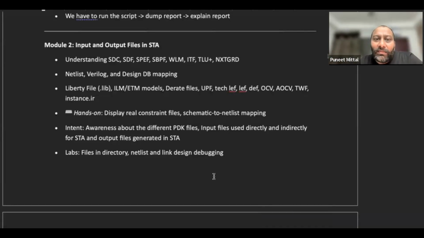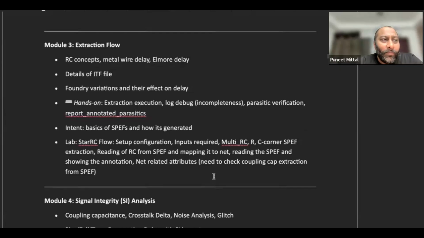Now, once this is done, the third thing, which is very, very important, is the extraction flow. We usually say it's a parasitic extraction flow. Parasitics means resistance and capacitance; inductance is also part of parasitics, but since we are talking about digital, we will talk about the resistance and the capacitance. So RC extraction flow. Extraction means, if there is a particular design, how you are going to extract the R and C of a particular wire. That is basically the whole thing.